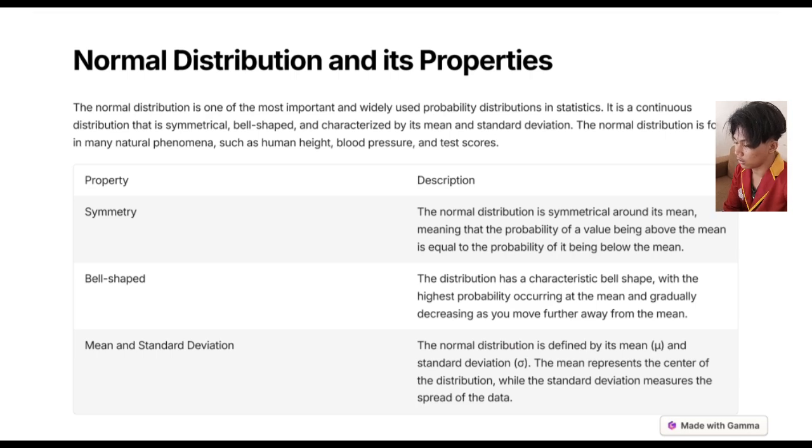The distribution has a characteristic bell shape, with the highest probability occurring at the mean and gradually decreasing as you move further away from the mean. The normal distribution is defined by its mean and standard deviation. The mean represents the center of the distribution, while the standard deviation measures the spread of the data.